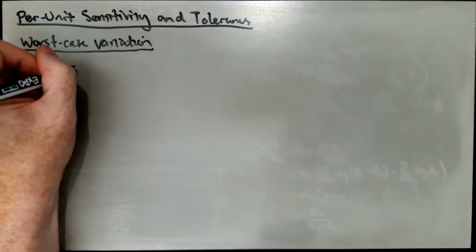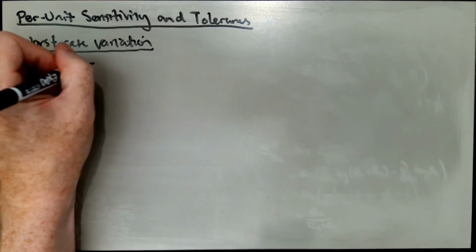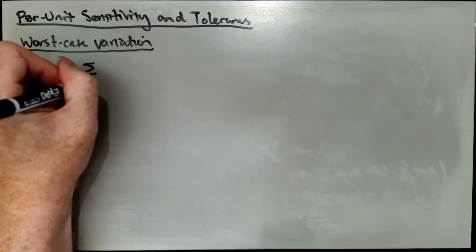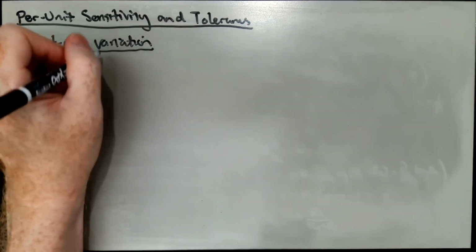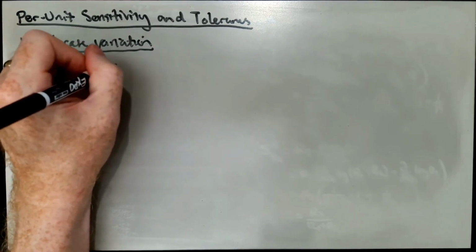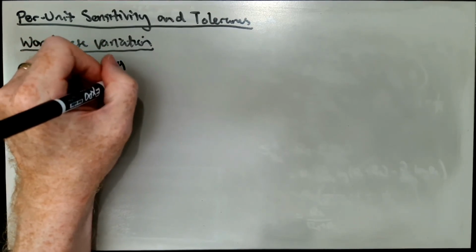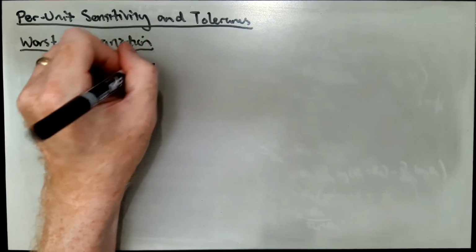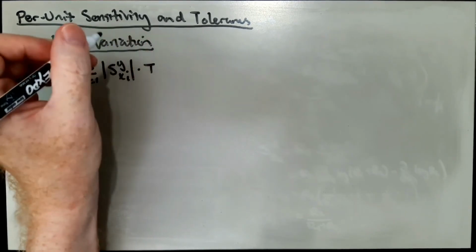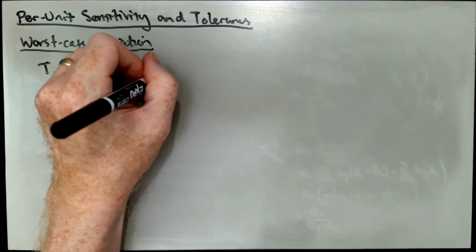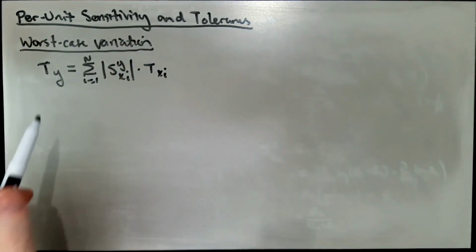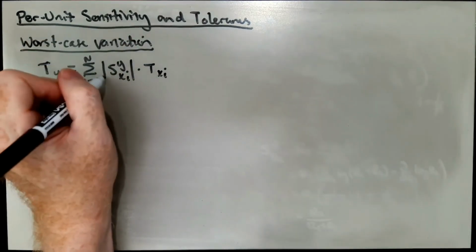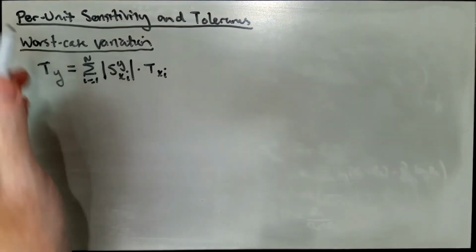That's going to be equal to the sum from i equals 1 to n of the absolute value of S_y,xi times the tolerance of xi. Okay, we use the absolute values.